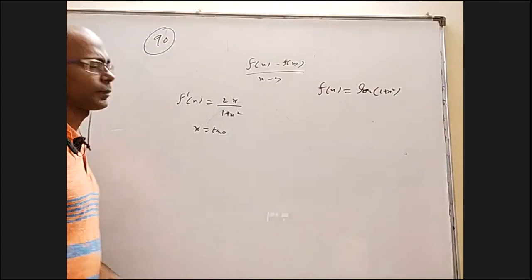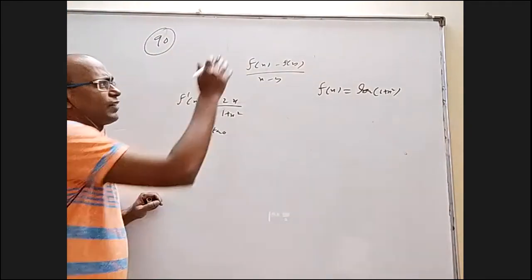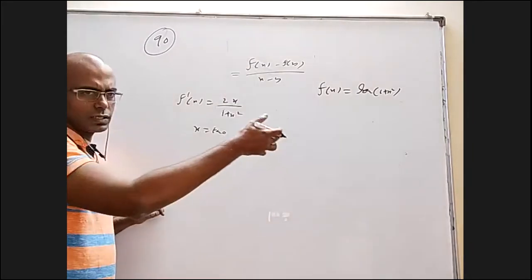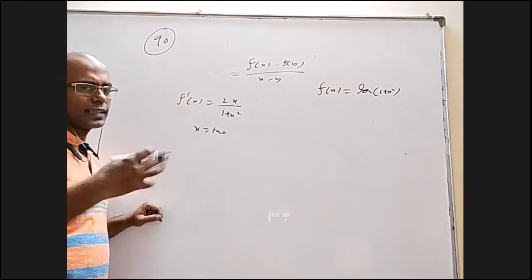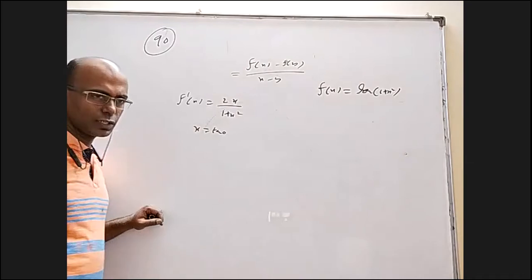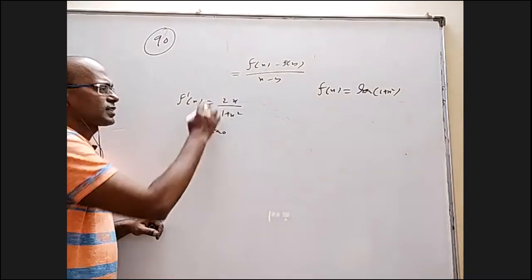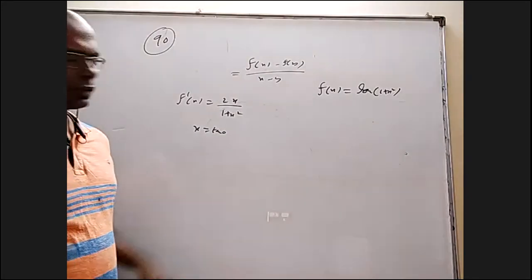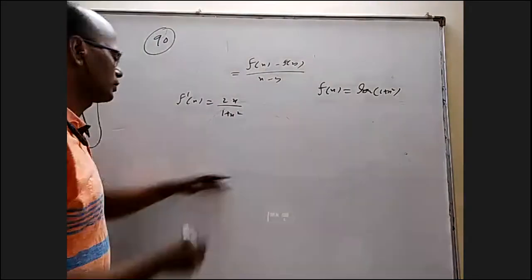So I first proved that every chord will have a parallel tangent. So the range of the slopes of the chords is as good as the range of the slopes of the tangents. And when I found f dash x, this will be the slope of the tangent. What is the minimum value of this, and the maximum value of this? There are many ways to find them.